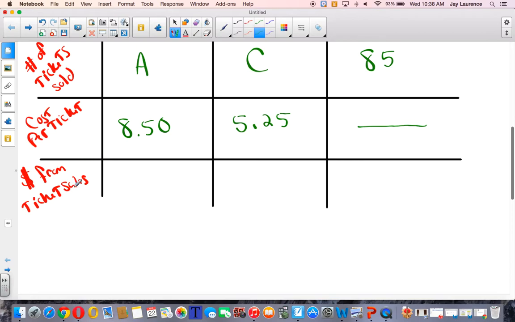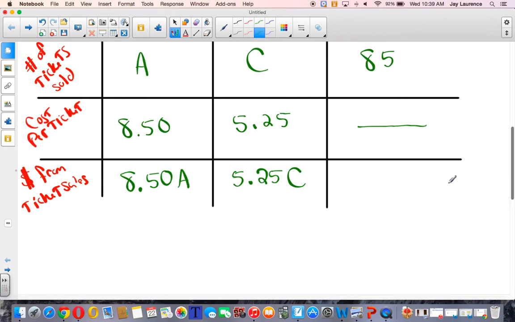All right, now how much money was generated from adult ticket sales? Well, if they're $8.50 a piece and there's 1, it'd be $8.50. If there's 2, it'd be $17. I could do 3 times that to figure out how much money 3 would generate. So in other words, I have to take the $8.50 and multiply it by the number of adult tickets sold. Similarly, I have to do that with the children's tickets. Take the price of the ticket and multiply by the children's tickets.